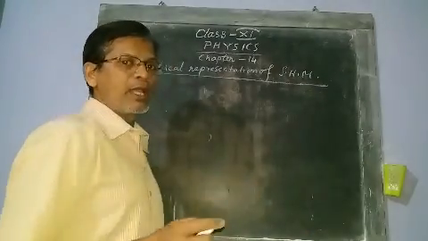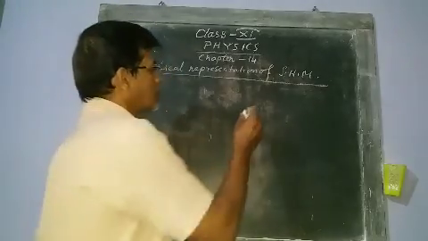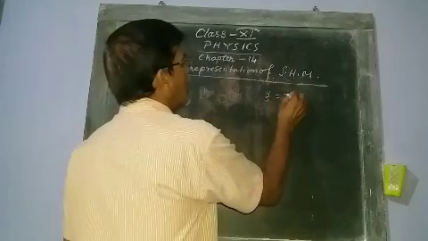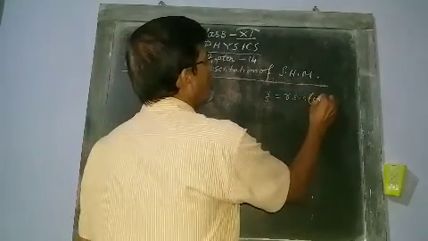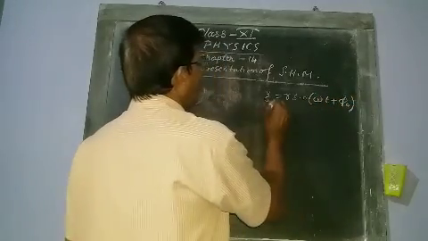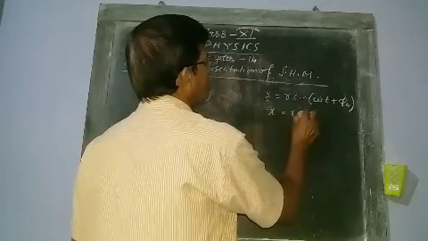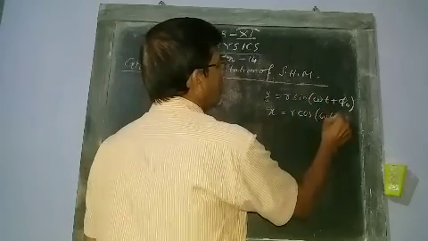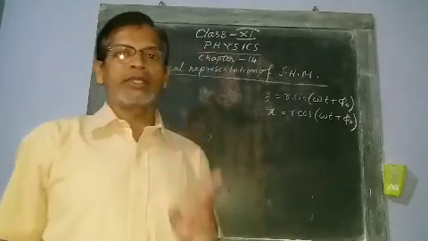You see, last we have got the equation of simple harmonic motion: y equal to r sin(omega t plus phi naught), or x equal to r cos(omega t plus phi naught). Phi naught is the initial phase.